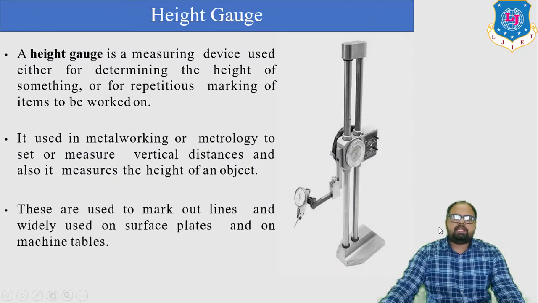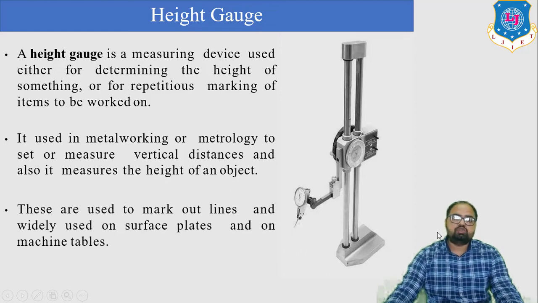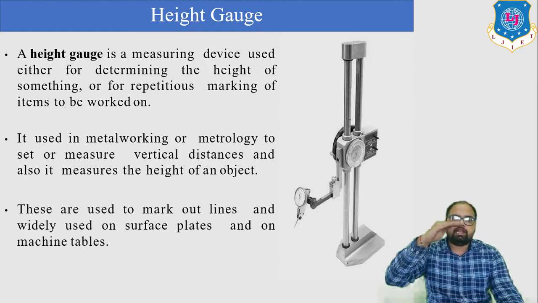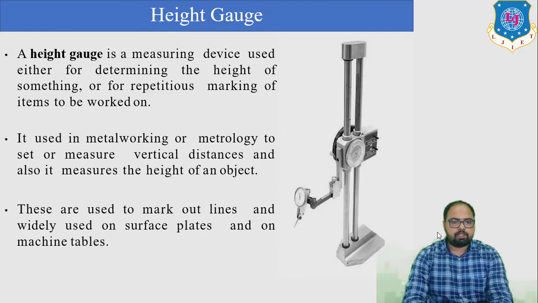So our next topic is height gauge. A height gauge is a measuring device which is used either for determining the height of any object, or for repetitious marking of items to be worked on. It is used in metalworking or metrology to set or measure vertical distances, and also it measures the height of an object. These are used to mark out lines and widely used on surface plates and on machine tables.